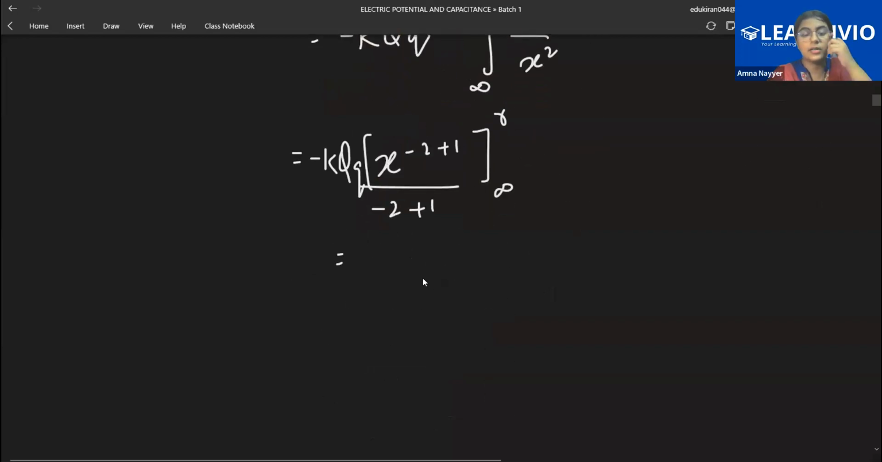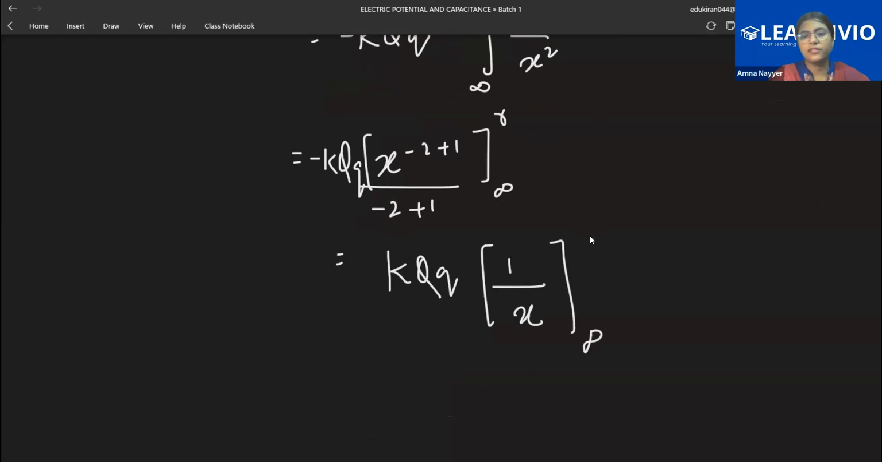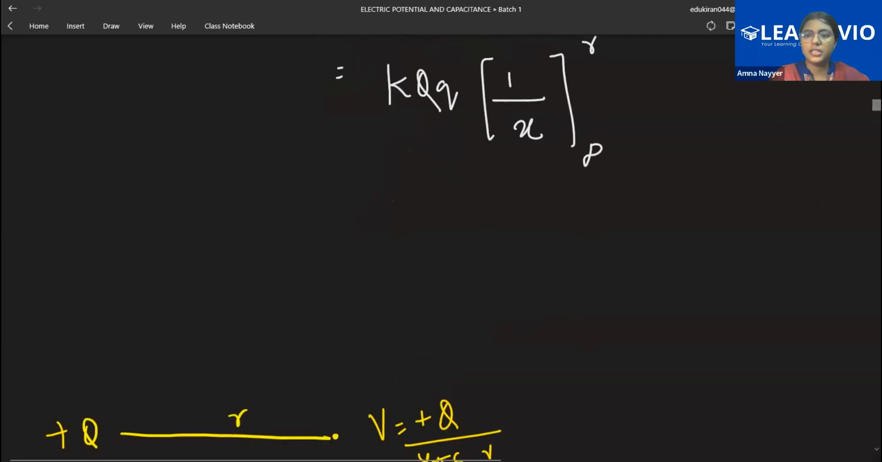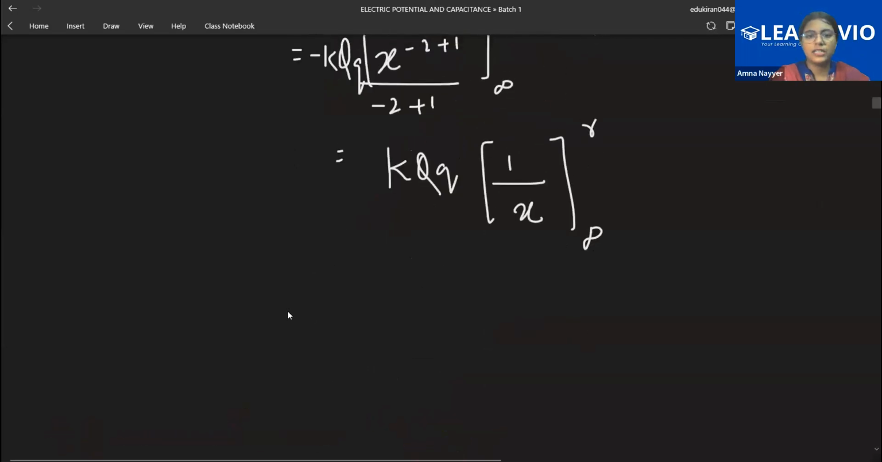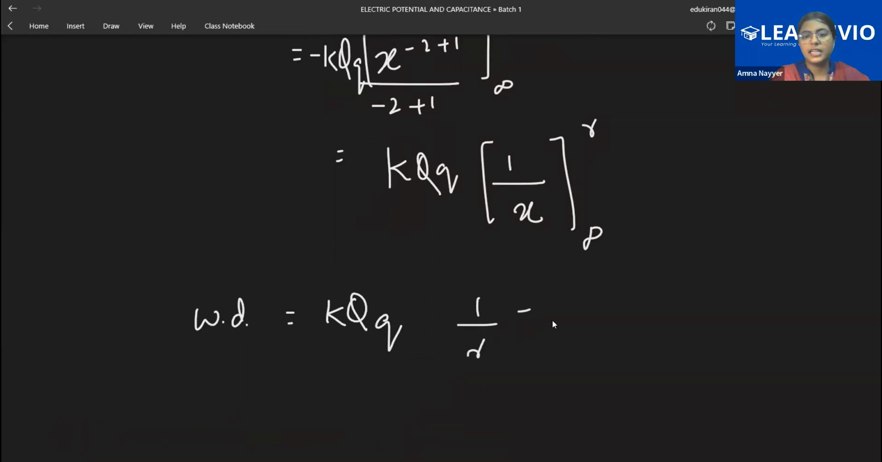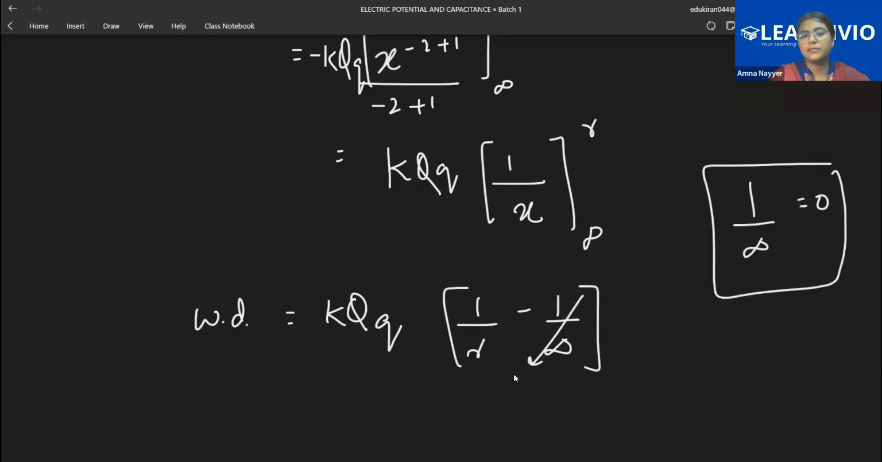So this is equal to, 1 minus 2, this is minus 1, this is minus 1. So minus 1 into minus 1 becomes plus. So k capital Q into small q, and this is 1 by x, right? From infinity to r. Let us substitute the values. So this will be k capital Q small q, this is work done, right? 1 by r minus 1 by infinity. Class, 1 by infinity is always 0. Have this in mind. So this term becomes 0.